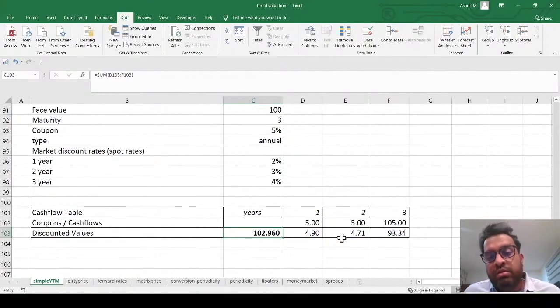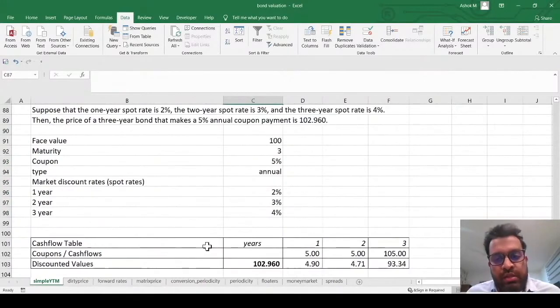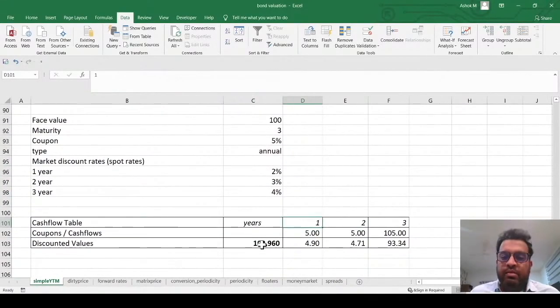Now that you've got this value, you can also find out what the YTM is. That's a different thing. It could be between these figures, or it could be an average of these figures. In all these calculations, you are assuming that 1 year from now the coupon is getting paid, 2 years from now the coupon is getting paid.